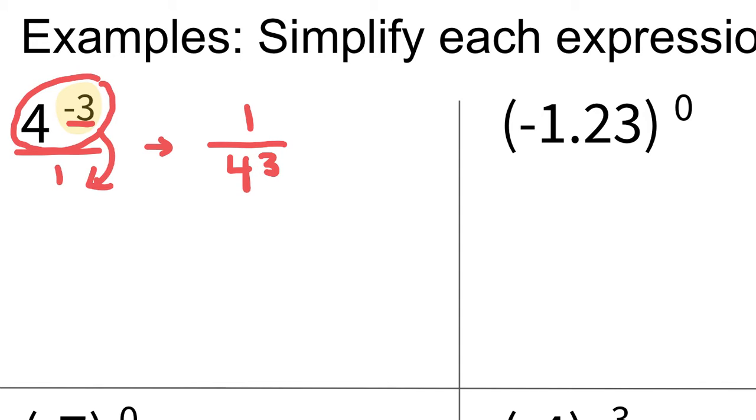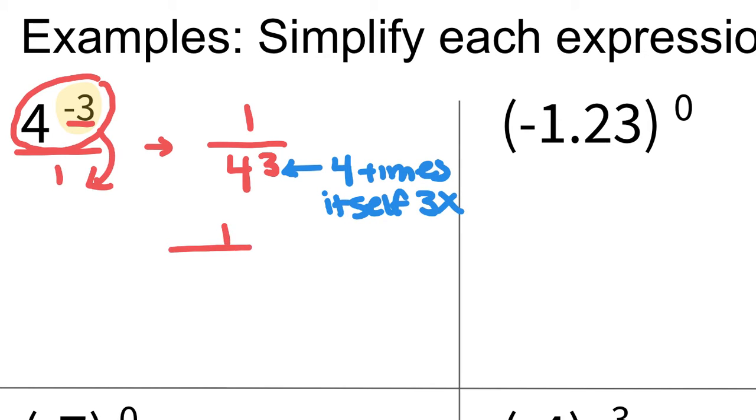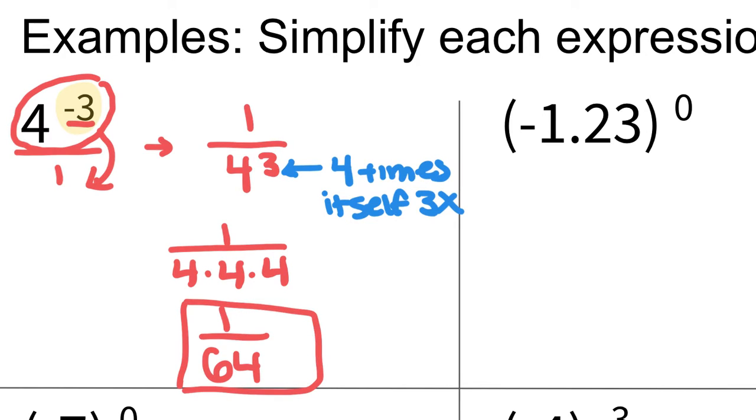Now I can rewrite this: instead of having the to the third, this means it's going to be 4 times itself 3 times. So it will become 1 over 4 times 4 times 4. And when you plug that in the calculator, 4 times 4 times 4 gives us a value of 64. So my answer becomes 1 over 64.